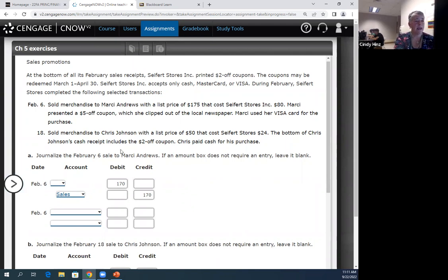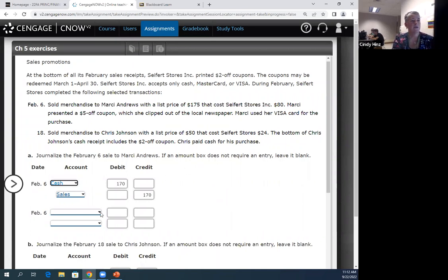And she paid with her Visa card. So as we saw in the last exercise, we're going to treat that as if it's a cash sale. But we realize at the same time that later on in the month, we're likely going to be getting a bill from that credit card clearinghouse, and a little bit of that bill is going to be for our cost of accepting the Visa card. So we know that's coming.